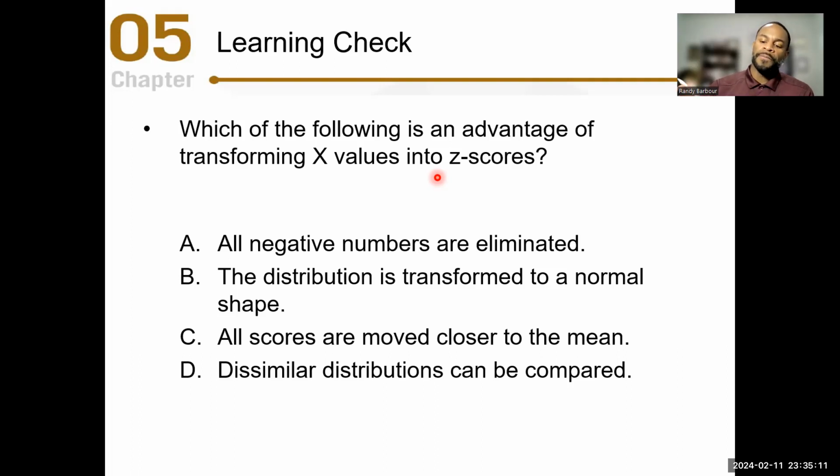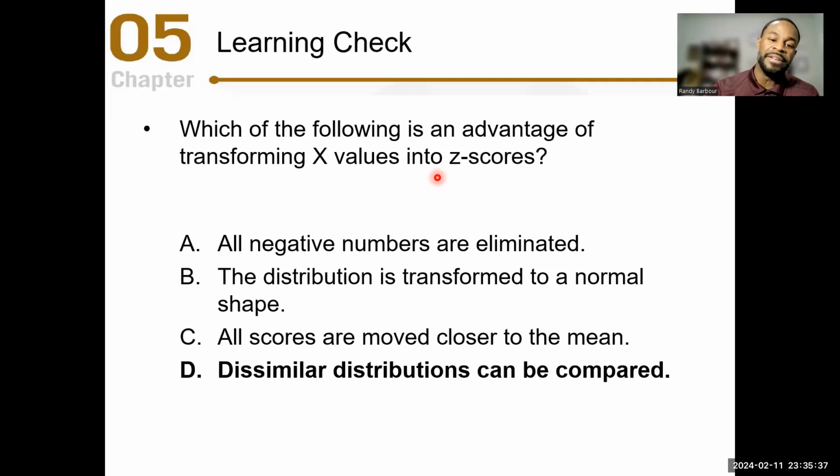Again, we talked about being able to compare, okay? One of the reasons why we turn any distribution into a z-score is so that if we have distributions that are not very similar, we can place them on an equal or level playing field. The reason we do that is because we want to be able to compare. So your answer should be D, okay? Comparing dissimilar distributions. That's one of the main reasons why.